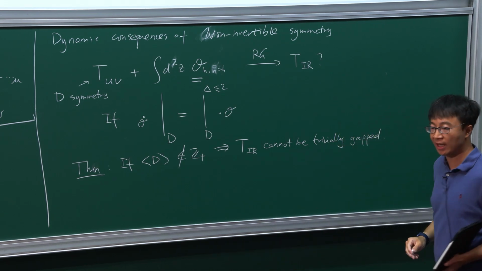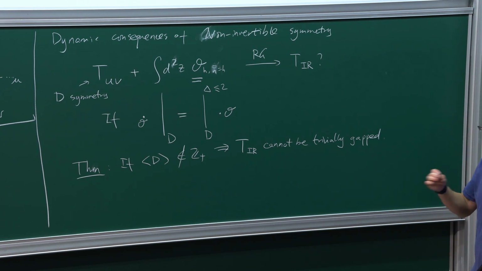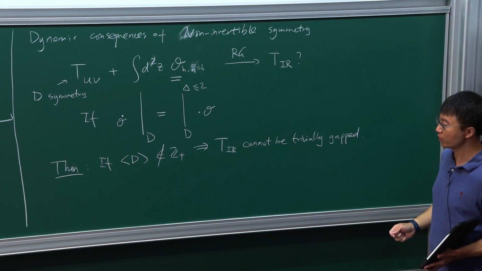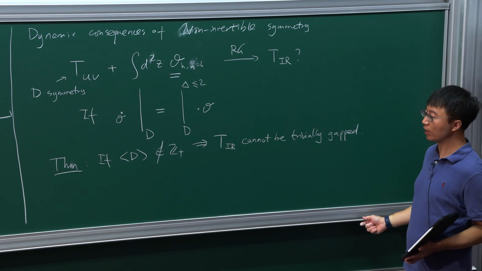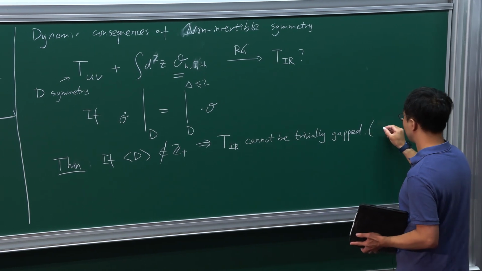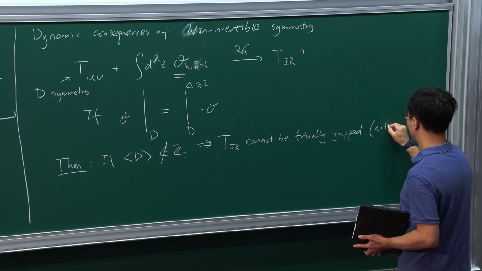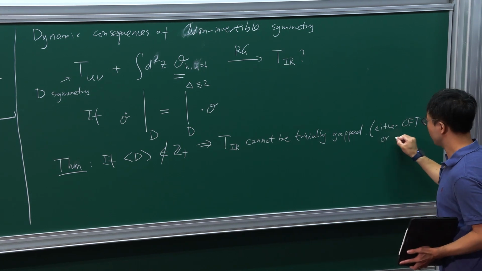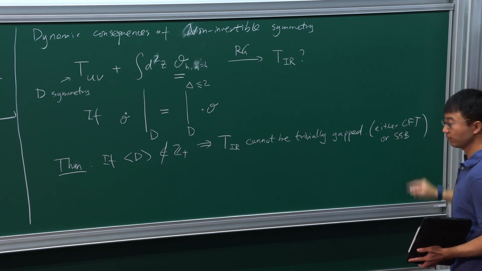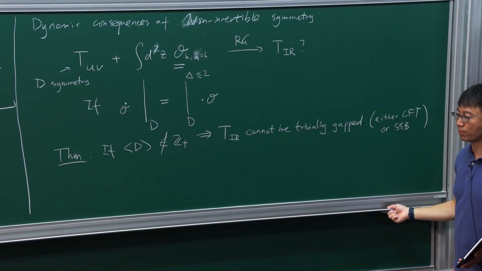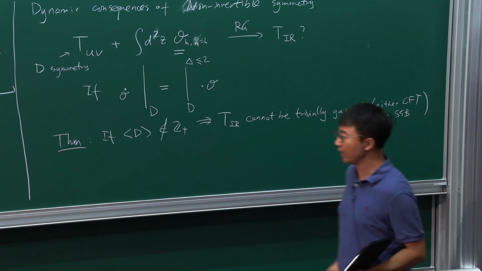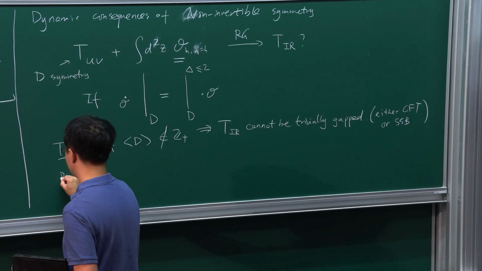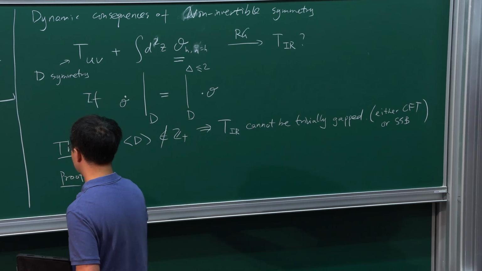meaning the IR phase cannot just be a single gapped ground state. Okay, it could be either a gapless phase described by a CFT or symmetry breaking, spontaneous symmetry breaking. So how do you prove that? The proof is really just one line. It would be enough space down here.